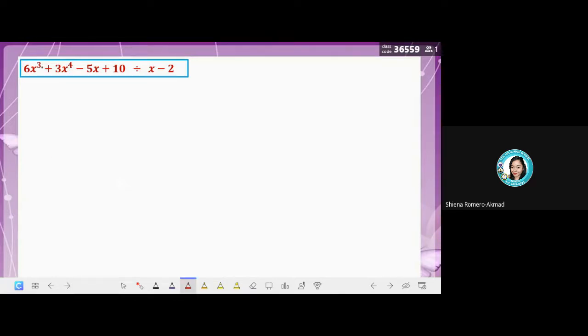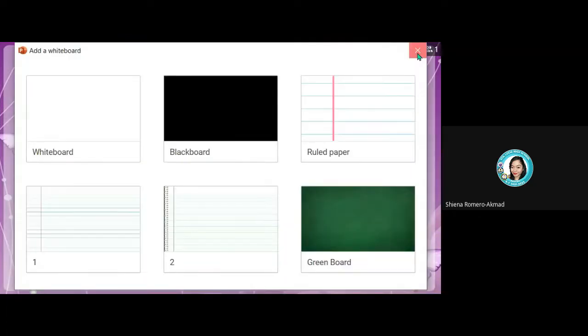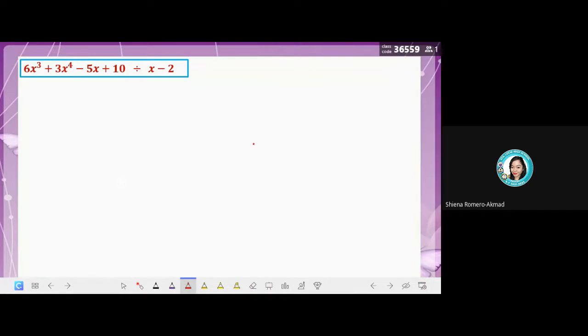So, tingnan nyo muna to. Itong example. We have 6x cubed plus 3x raised to 4 minus 5x plus 10 divided by x minus 2. Sige, nga, pakisulat po ito. Tapos, we'll have to solve it in the next page. Nasulat na? Raise your hand if nasulat na. Ayan, okay. Let me proceed to the next page.